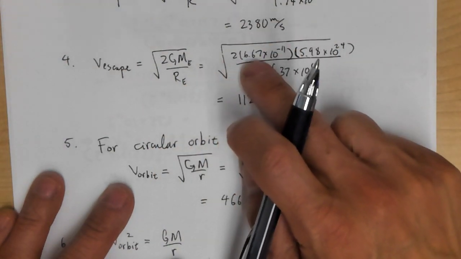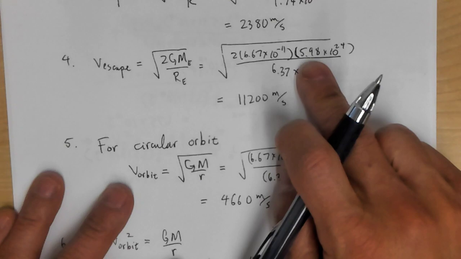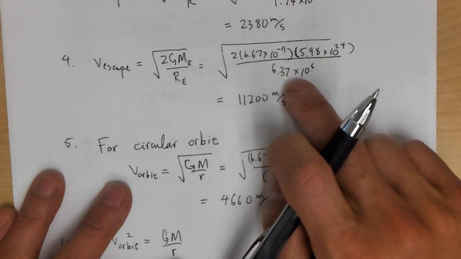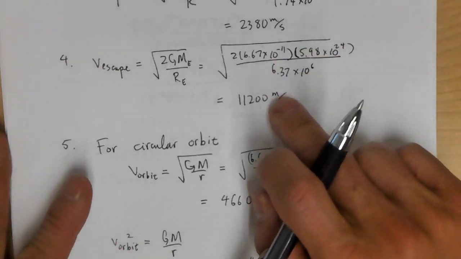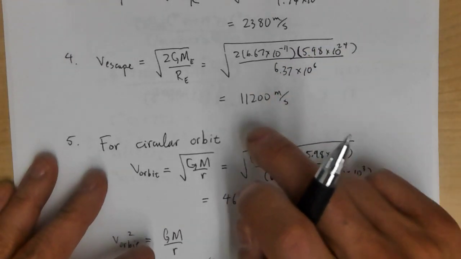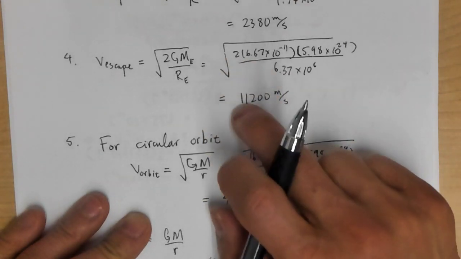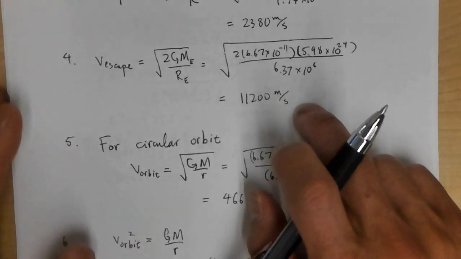So the square root of 2 times 6.67 times 10 to the negative 11, times 5.98 times 10 to the 24th, divided by the radius of the Earth, 6.37 times 10 to the 6th. All these things will be given. They're on the equation sheet, or given in the problem. So punch this in your calculator, and you get 11,200 meters per second.